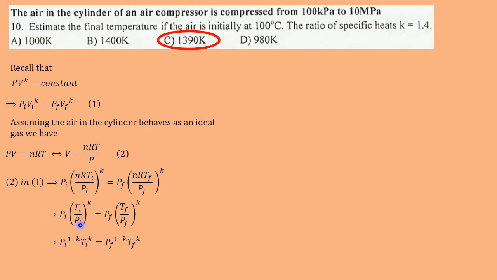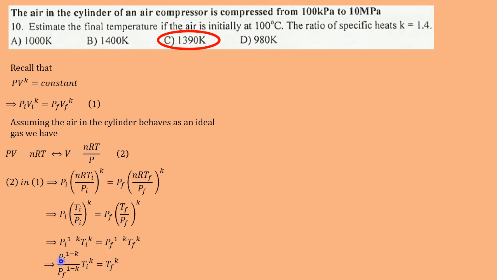Now you can clearly see that in the brackets we have Ti over Pi raised to the K, which is the same on both sides. When you take out Pi, it becomes Pi over Pi raised to the K, and by the laws of indices, when you're dividing quantities with the same base, you simply subtract the indices, so we just have 1 minus K, and that's what we have there. Now at this point, we'll just make Tf to the power K the subject. So when we divide both sides by Pf raised to the 1 minus K, this is what we have.